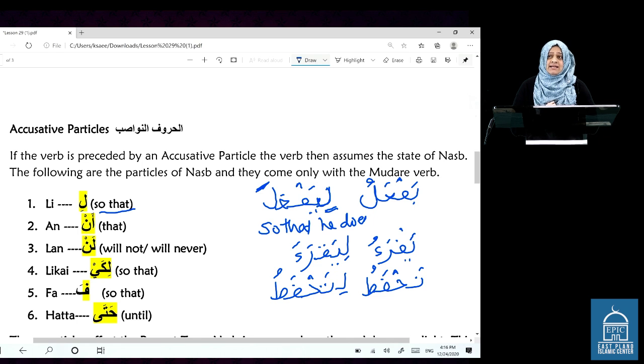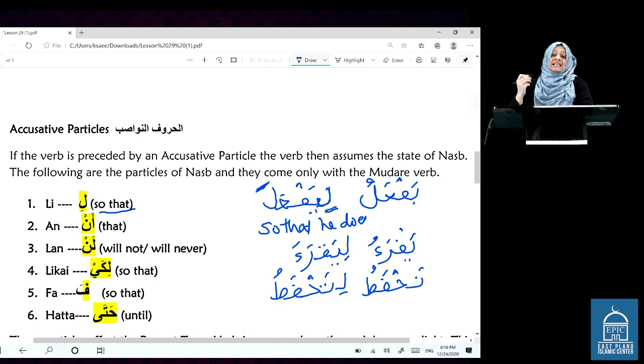Lan is used as an accusative particle with mudari' verbs, and it means will never. So lan yaqra'a al-kitab, he will never read the book. Or say for example, he will never eat. Lan ya'kula at-ta'ama, he will never eat the food. Or he will never drink. Lan yashraba, he will never drink the juice. That's basically how the meaning of lan applies.